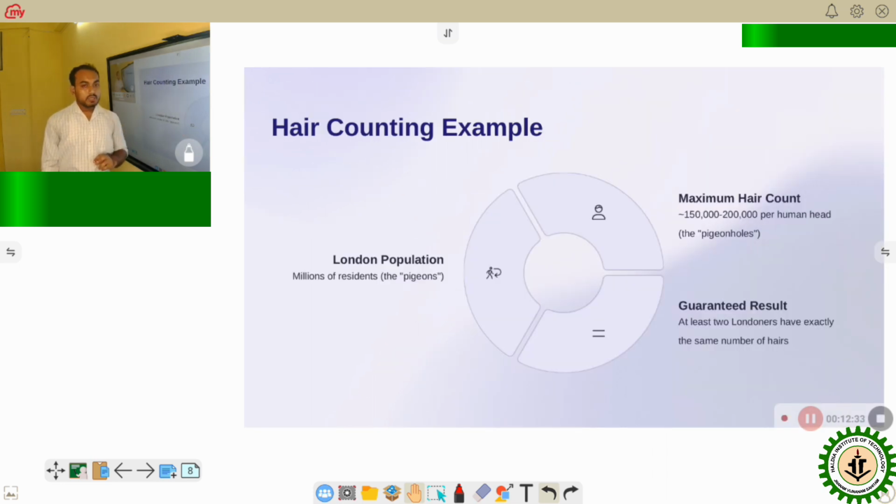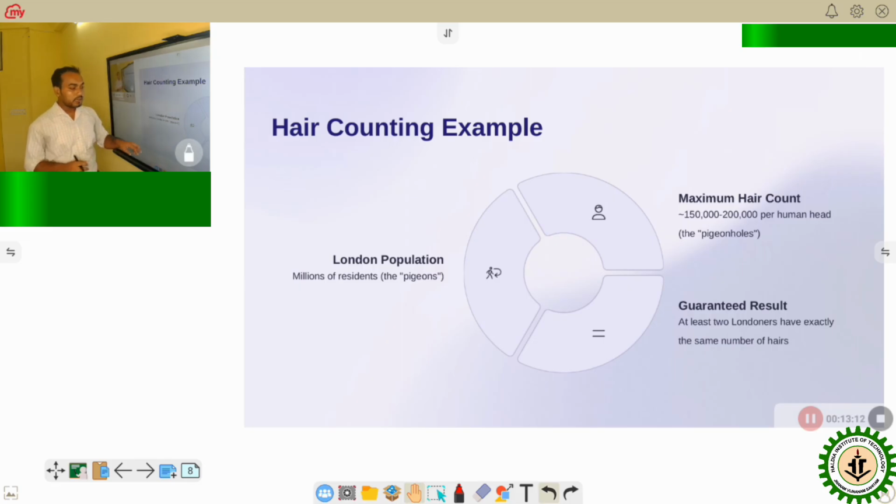Similarly, let us take the pigeonhole principle in terms of a hair counting problem. Suppose we have a city and we are trying to determine whether there exist any two people in that city with the same number of hair. You cannot check directly because you cannot collect the data or count the number of hairs. But using the pigeonhole principle, we can ensure that there exist two people in that city who have the same number of hair.